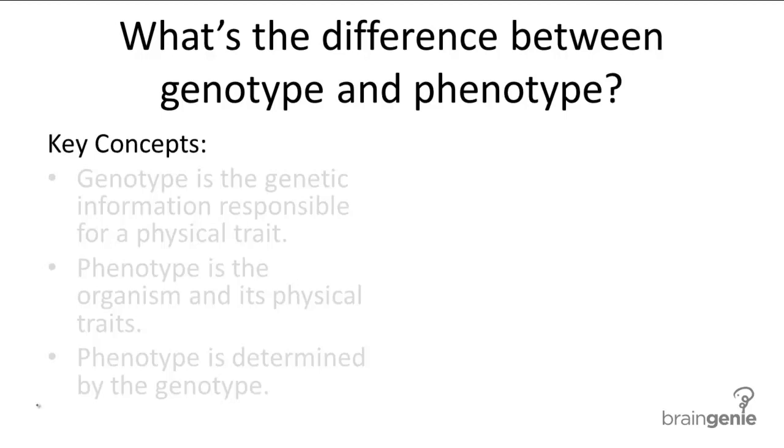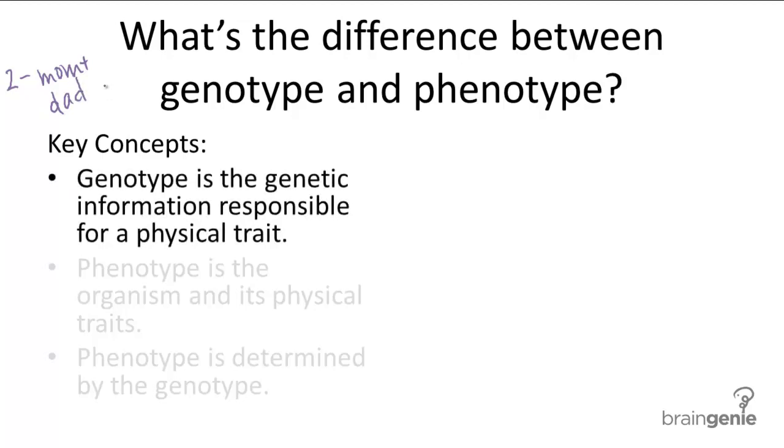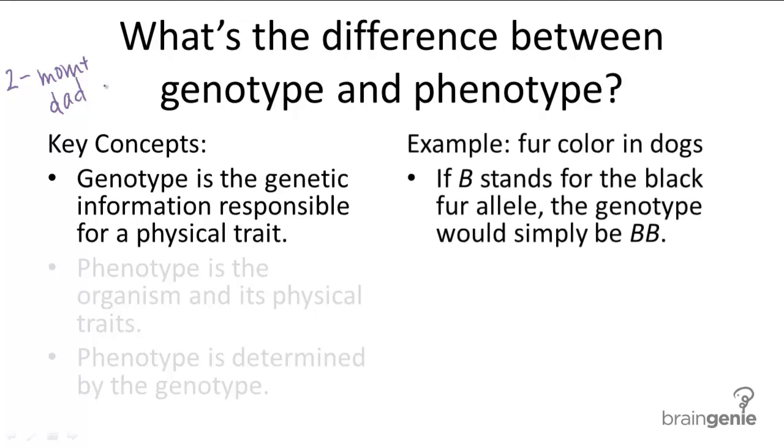We've learned about alleles and their ability to code for different characteristics. Remember, there are two genes coding for each of your traits, one from your mom and one from your dad. And your genetic makeup is what we call genotype. So for example, let's say in the color of dog fur, big B stands for the black fur allele.